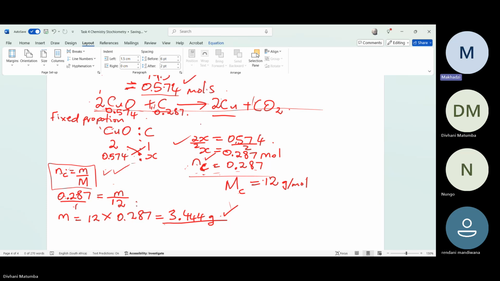Makazi, I want you to take your calculator and divide 0.574 by 0.287. It's 2. So do you see that we did preserve the ratio? Yes, sir. Okay, let me ask you, how many moles of copper are going to be produced?